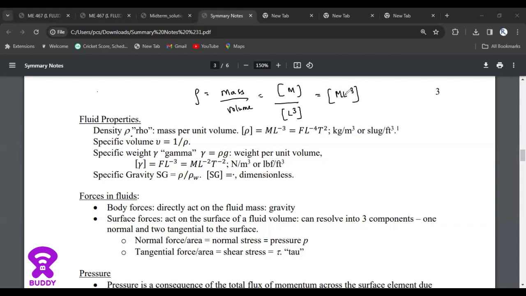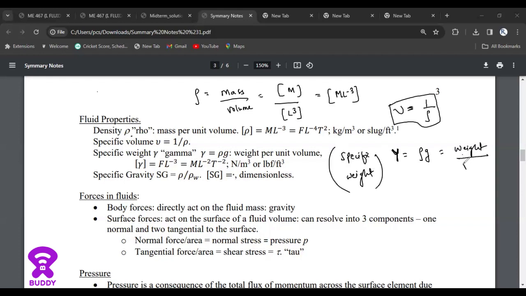And what is the specific volume? The specific volume is the reciprocal of density. And what is the specific weight? Gamma, it's rho g. How do we get rho g? Specific weight means weight per unit volume. The weight is mg over volume V. The mass is volume into density, so volume into density into g over volume. Then the specific weight is rho g.